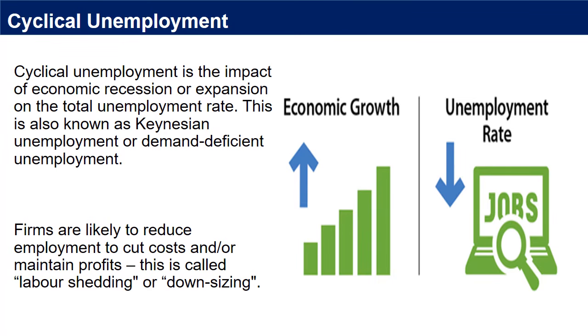Cyclical unemployment is the impact of economic recession or expansion on the total unemployment rate. This is also known as Keynesian unemployment or demand-deficient unemployment. During recession, there's an increase in unemployment because of business closures and failures that would result in mass layoffs. Firms are likely to reduce employment to cut costs and/or maintain profits. This is called labor shedding or downsizing.